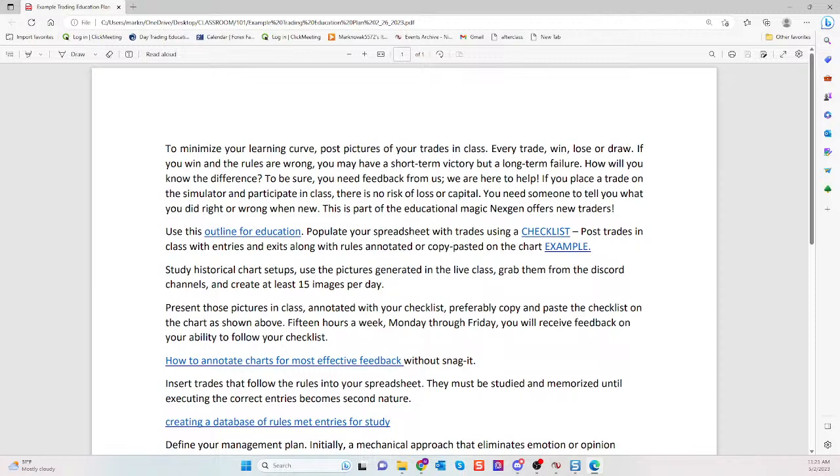Marshall, what do you want to talk about? So guys, things I notice when I know you're new, when I know you're here, if I'm not seeing pictures, man, you can't be perfect yet, right, Marshall? You're pretty awesome, but you can't be perfect yet. Guys, to minimize your learning curve, post pictures of your trades in class. I can't stress this enough. Every trade, win, lose, or draw, everything that you have a question about, that you wonder about, that you're not sure about, send me pictures. Let's talk about them.